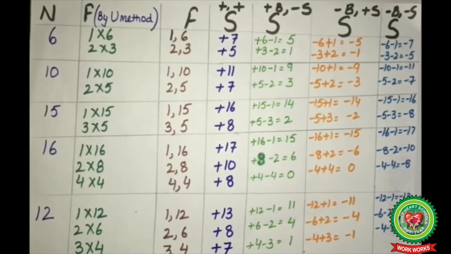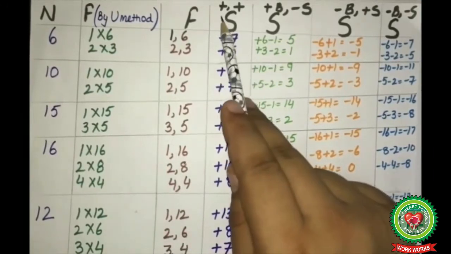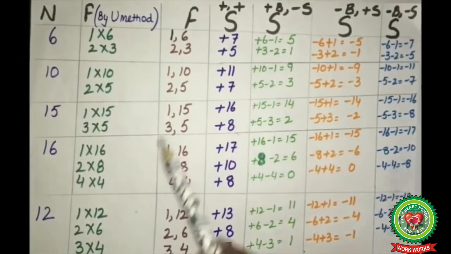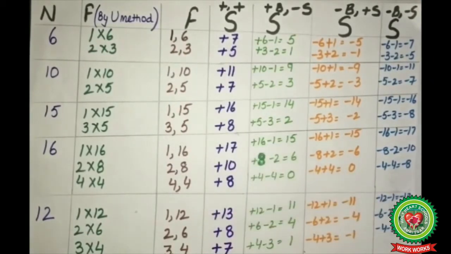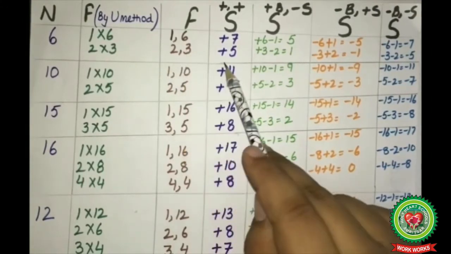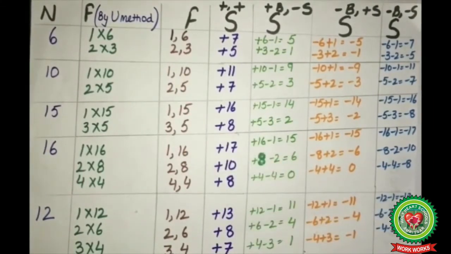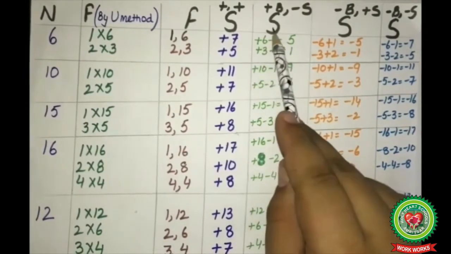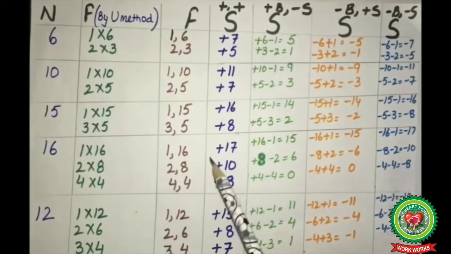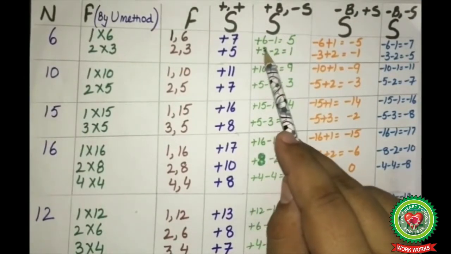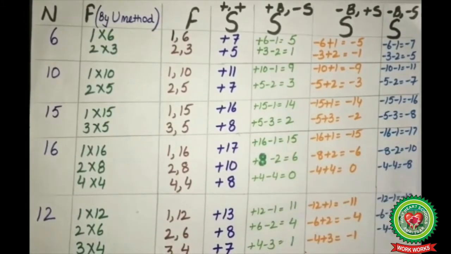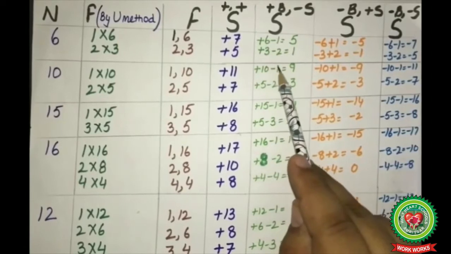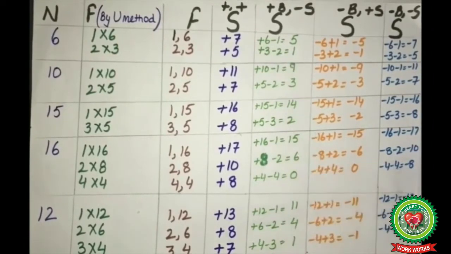The first case is when both the factors are of the plus sign. So on adding plus 1 and plus 6 we'll get plus 7, and plus 2 plus 3 will give us plus 5. Now the second case is that the bigger factor is having a plus sign and the smaller factor is having a minus sign. So we'll get plus 6 minus 1, which will give us the answer as plus 5. Plus 3 minus 2 will give us the answer as 1.